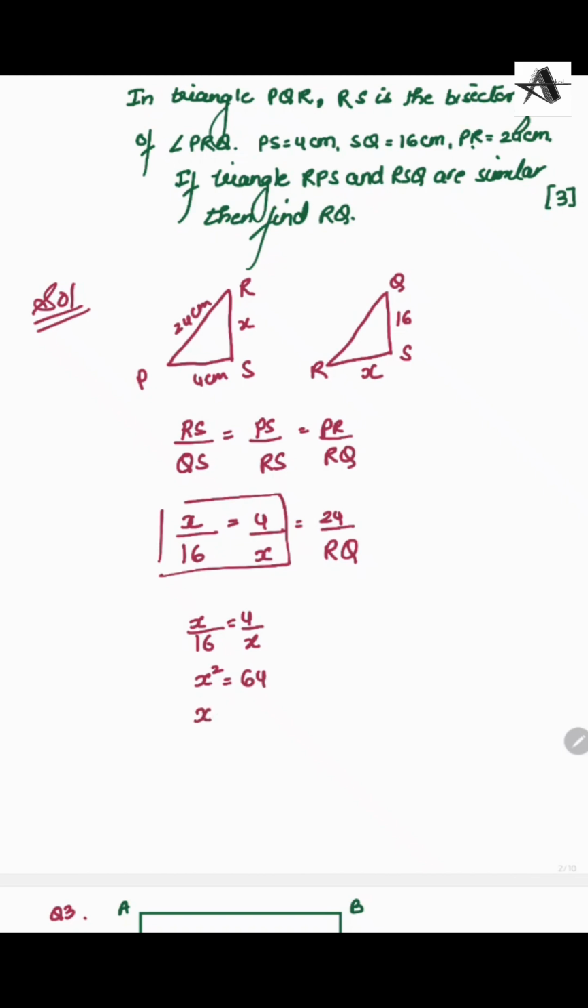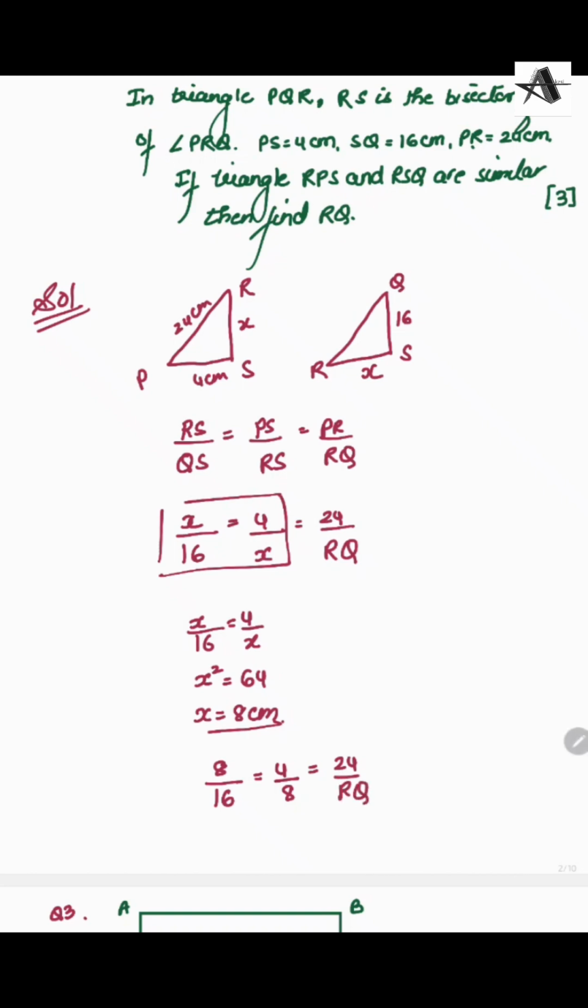Taking root, I'll get X is equal to plus minus 8. Again, because it's about the length, it's going to be 8 centimeters. X is 8 centimeter. Now, if X is 8 centimeter, put the value there. So 8 over 16 is equal to 4 over 8 is equal to 24 over RQ. Now I get to know that the length scale factor is half.